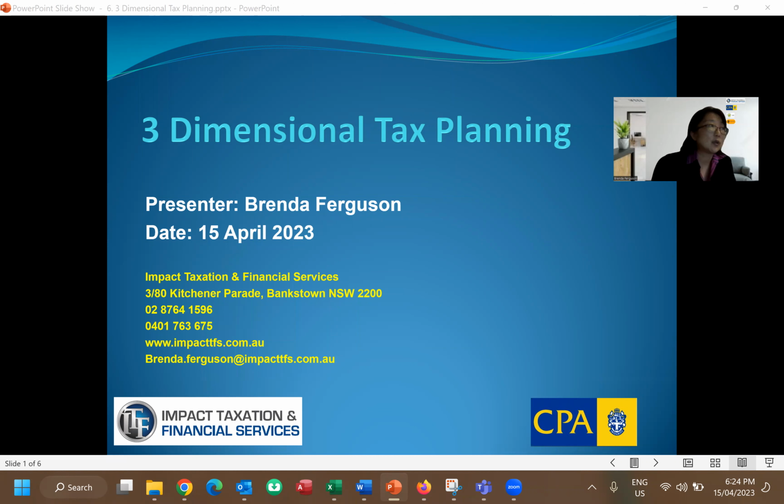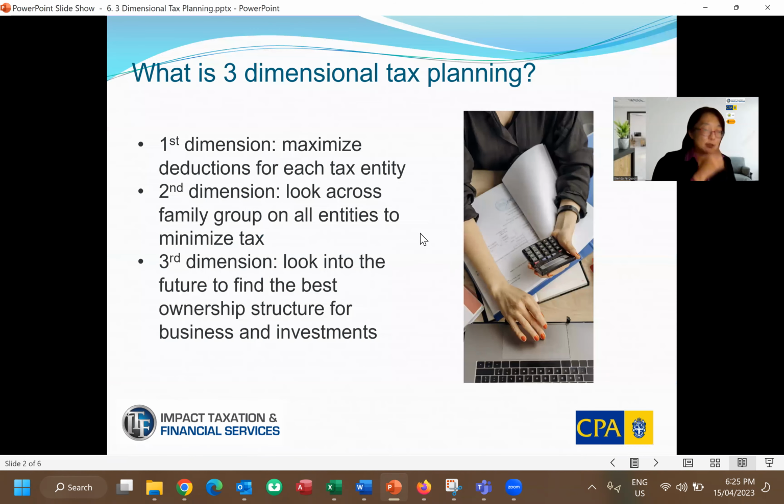In today's session, we'll have a look at three-dimensional tax planning. It's actually a new concept we have brought to the market. Let's have a look at what it is. Right, let's go to the next page. All right, so what are the three dimensions?